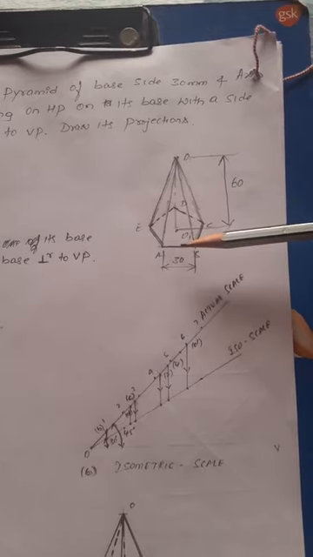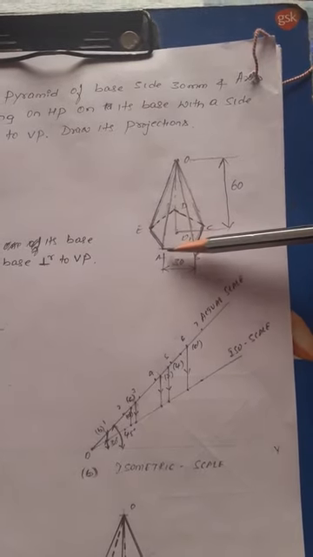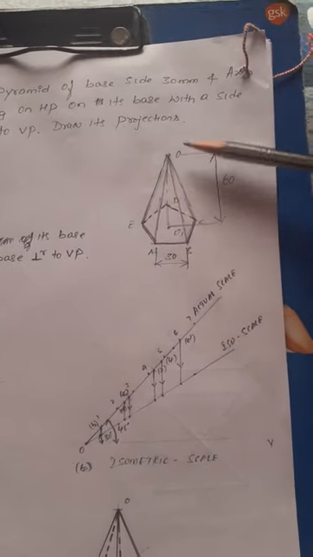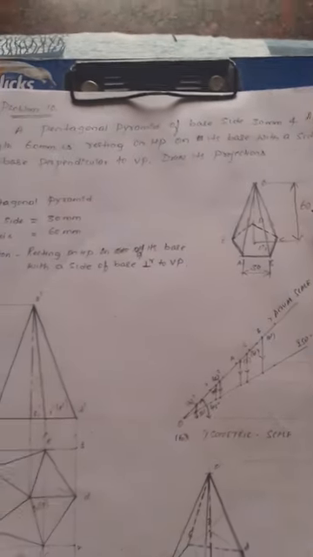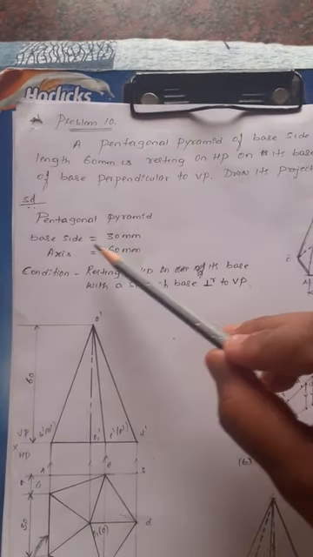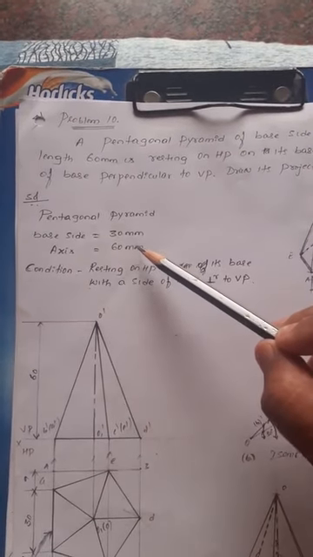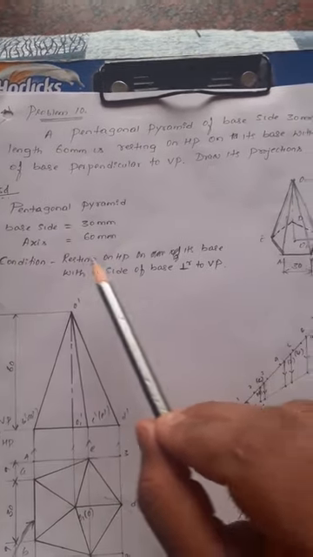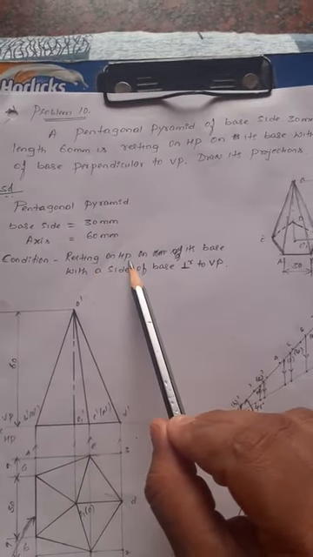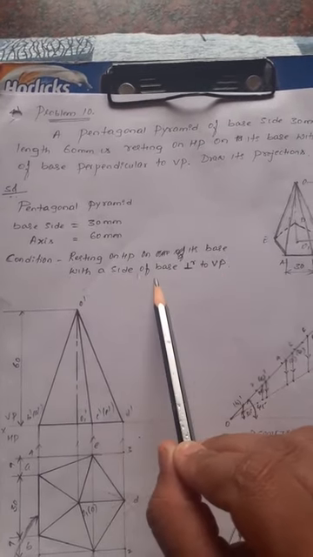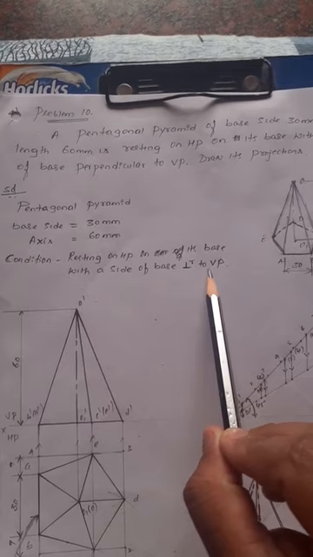The pentagonal pyramid has a base side of 30 mm and an axis length of 60 mm. Now write the given data: pentagonal pyramid, base side 30 mm, axis length 60 mm. Now what is the condition given? The condition is resting on HP on its base with the side of base perpendicular to VP.